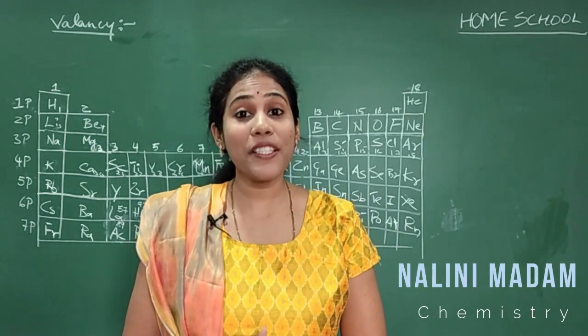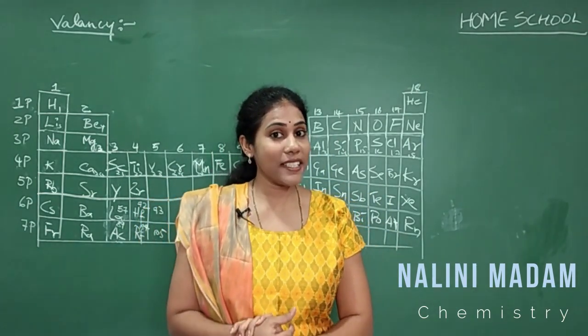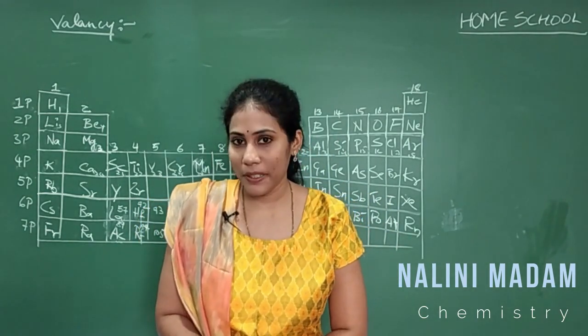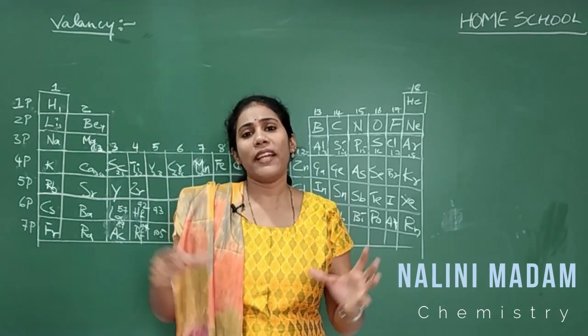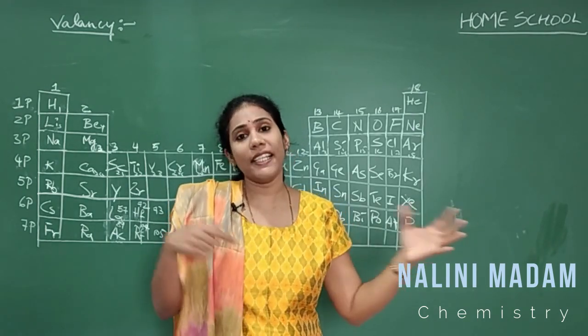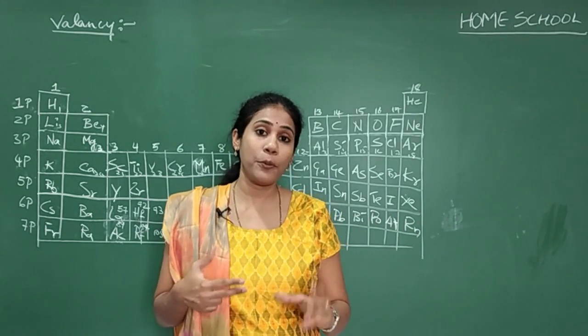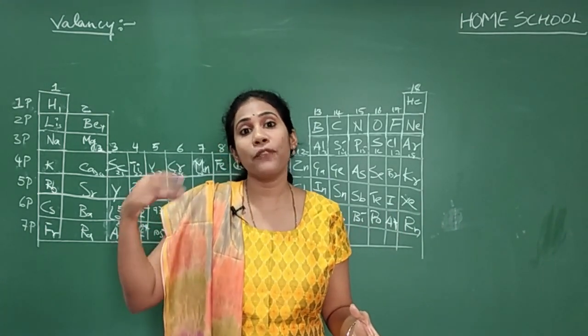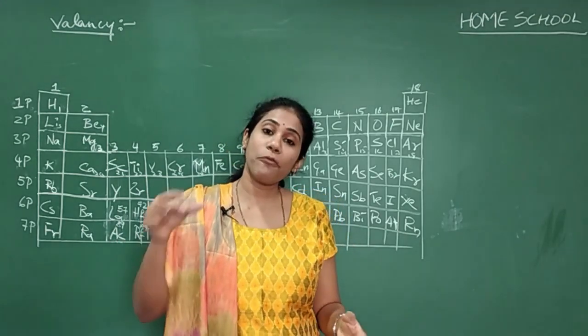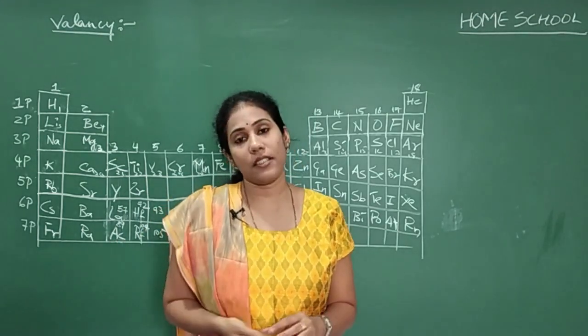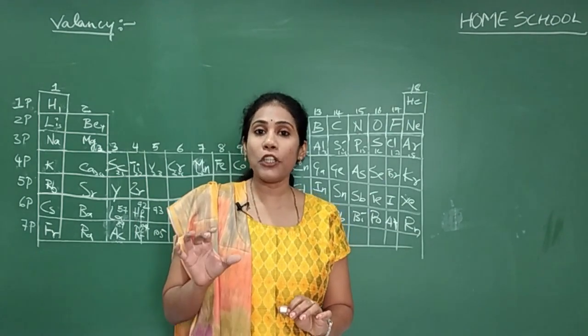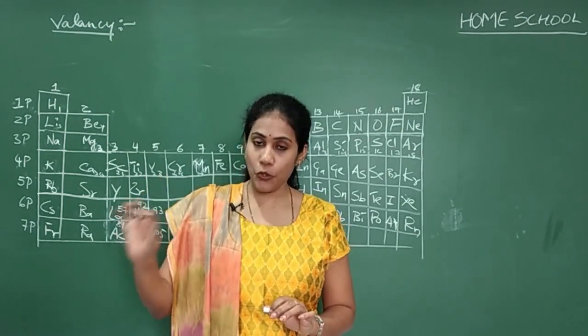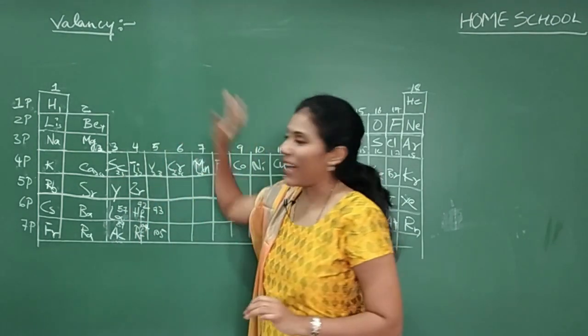So in our previous video, you all know we discussed the modern periodic table. Who invented the periodic table? How did he classify the elements? How many groups? How many periods? What is the importance of group number and period number? Everything we discussed. And today we will talk about the so-called property called valency.